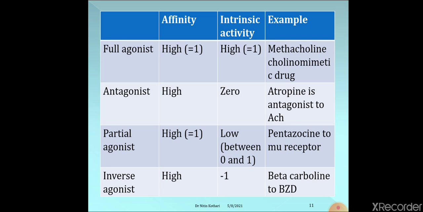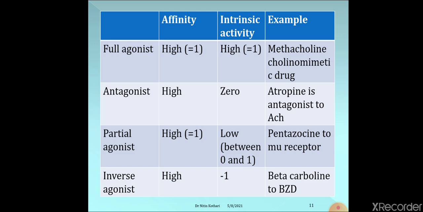But antagonist has high affinity. They can bind to the receptor, but this binding cannot trigger any pharmacological response. So the intrinsic activity of an antagonist is 0 as compared to a full agonist. They cannot trigger a pharmacological response. Their pharmacological response is 0.